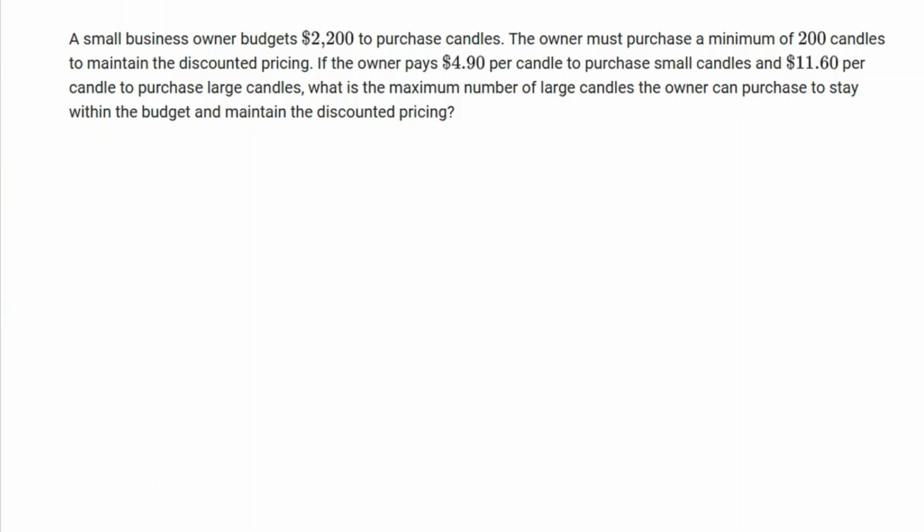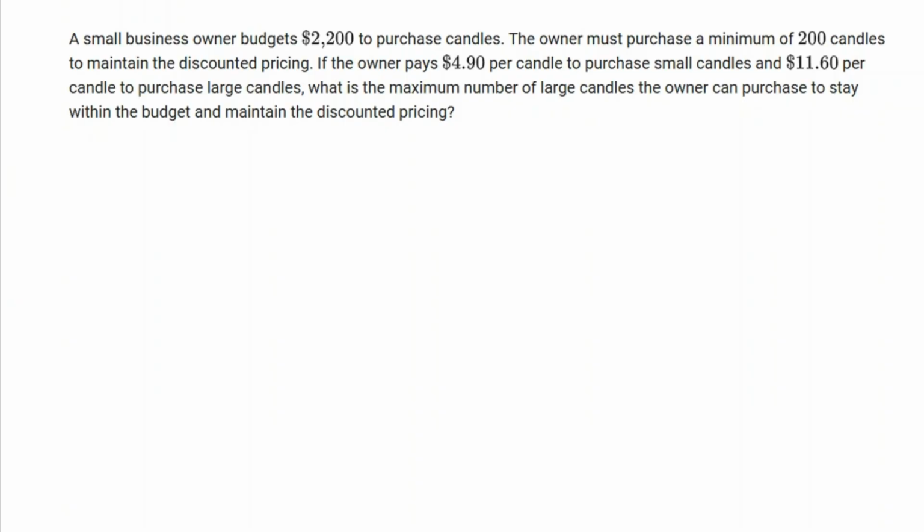The final problem type that I'll consistently use Desmos Graphing Calculator on is inequalities. So let's go ahead and read this word problem. A small business owner budgets $2,200 to purchase candles. The owner must purchase a minimum of 200 candles to maintain the discount pricing. The owner pays $4.90 per candle to purchase small candles and $11.60 to purchase large candles. What is the maximum number of large candles the owner can purchase to stay within the budget and maintain the discount pricing?